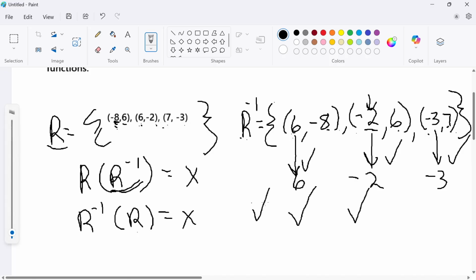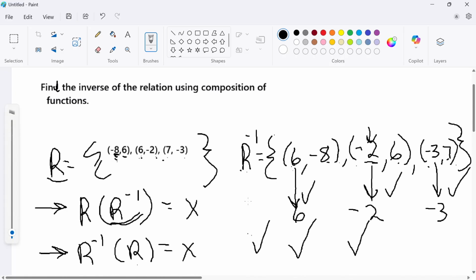Check. So I found the inverse function, just switch the x and y values, or inverse relation rather. And then here's the composition of functions, or composition of relations, to verify that they are in fact inverses.